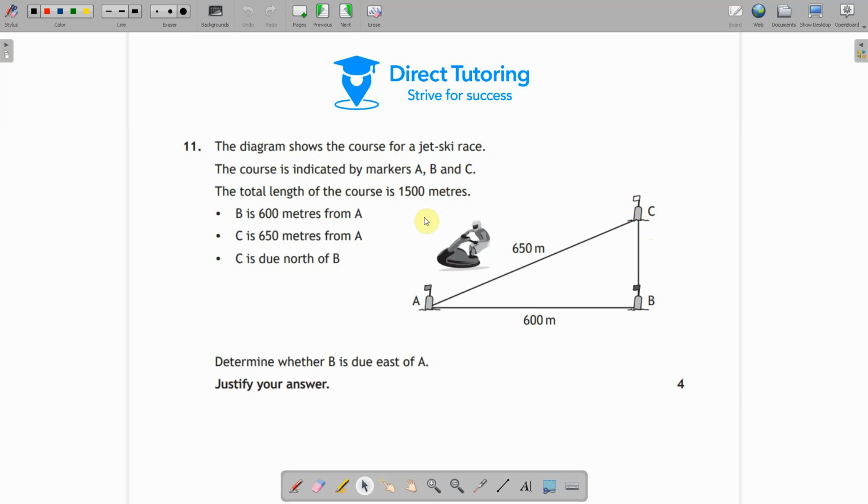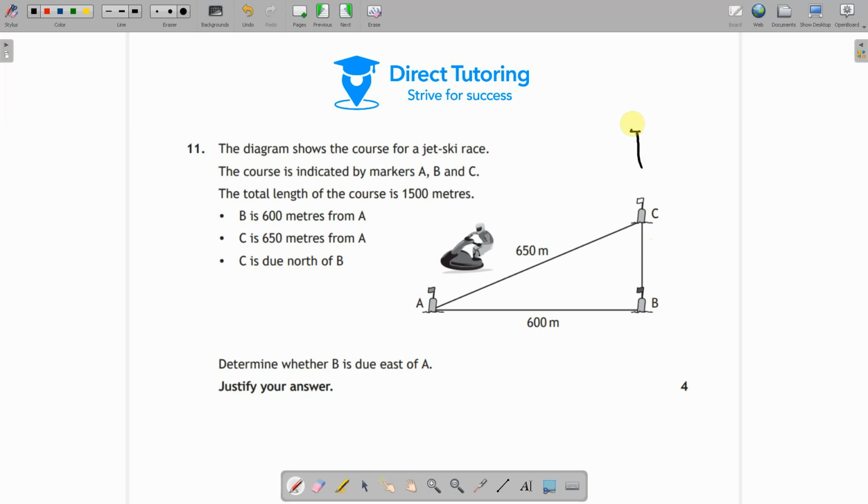So what that tells us is that north is in this direction, which means east must be 90 degrees from north. So this is a Pythagoras question in disguise, because what this is asking us to do is to work out if this triangle is indeed a right angle triangle. Now, for Pythagoras to work in this case to prove, i.e. the converse of Pythagoras, we have to know this size here. And thankfully it tells us that the total length is 1500 meters.